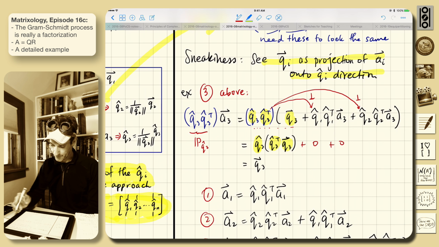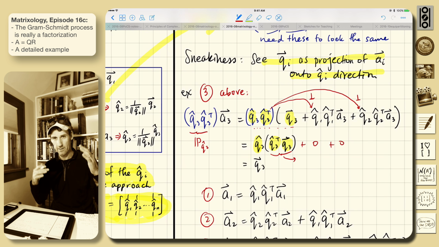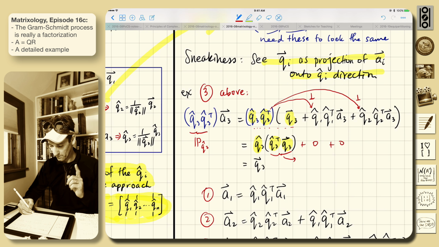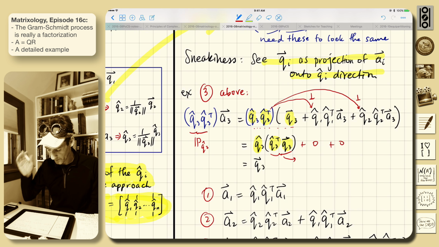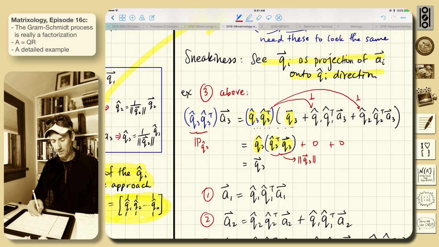It's kind of a funny thing. So what is this? This is Q3 transpose times Q3. It's a unit vector times the vector itself. Well, normally it's length squared, right? If it was the vector Q3, length squared. But we have one where the unit vector is, where the length has been divided out. So this is just the length of Q3. It's a dot product. And then we're multiplying it by the unit vector. So we're back to Q3. We'll work our way through it.